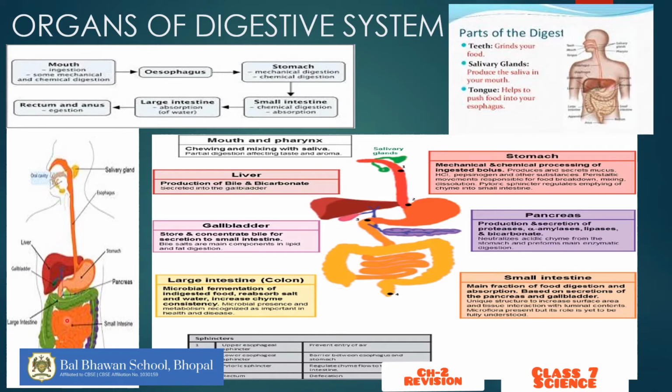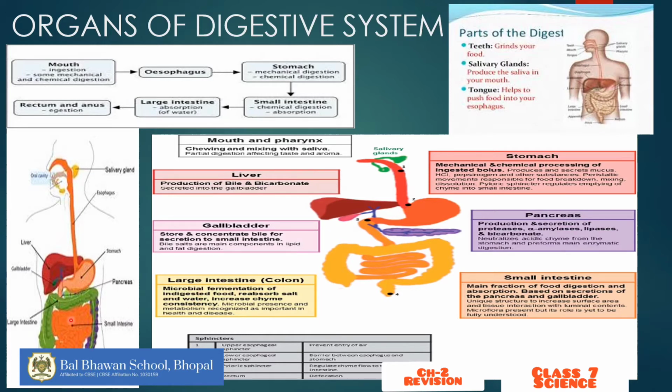Now this small intestine is a highly convoluted tube which has a smaller diameter but a length of about 7 meters. Here the digestion takes place, and at the same time absorption of nutrients takes place. Now this absorption takes place by means of finger-like projections called villi. Next we have the large intestine.